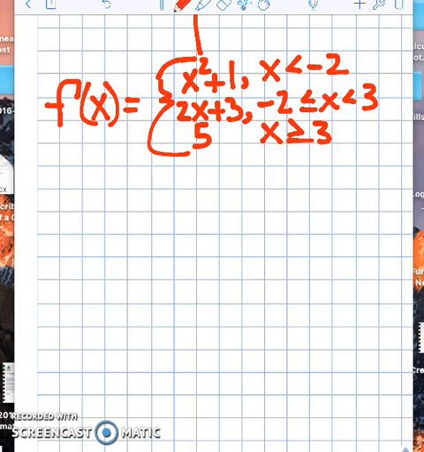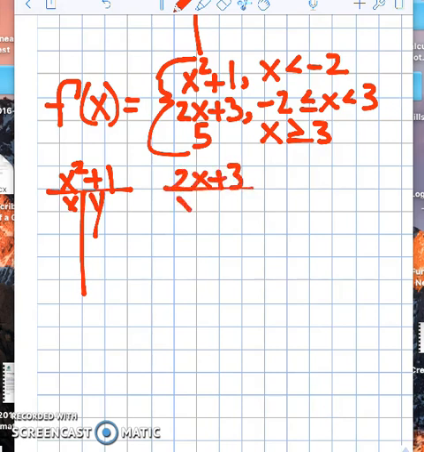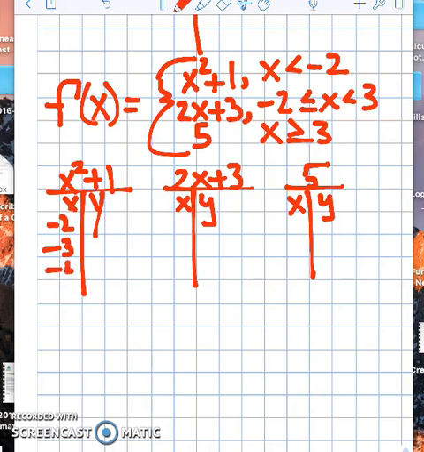So again, we could make these tables here, except we're going to have 3. So we have x squared plus 1, our x and y. We have 2x plus 3, x and y, and 5, x and y. So our values, when it's less than negative 2, so negative 2, negative 3, negative 4, and I'm going to write that that's open there. And we have 2 boundary points here, so let's put in negative 2, another x value in between that, 0, and 3, and then when it's 5, we can do, let's see, x is greater than 3, 4, 5.